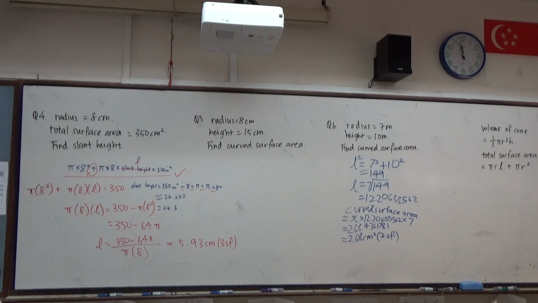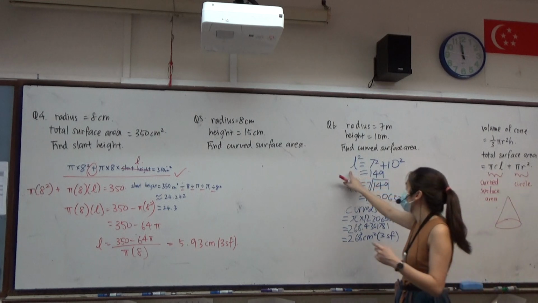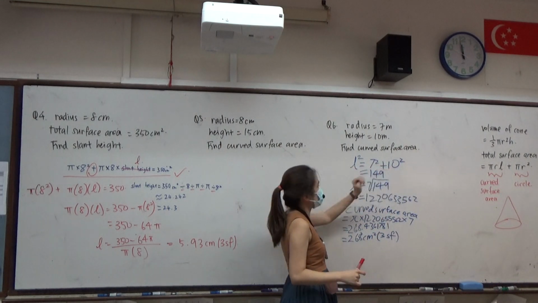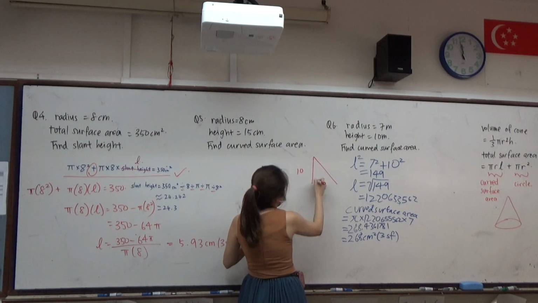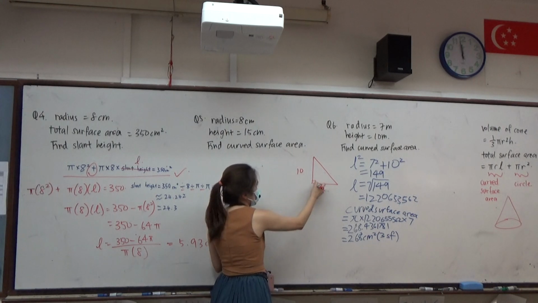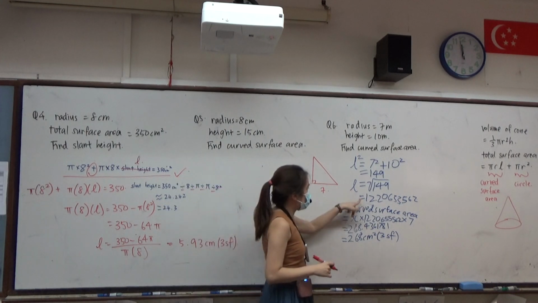So we want to find curved surface area. I've written the formula here. Remember, curved surface area is only pi r L. Pi r squared is the circle at the bottom of the cone. When we talk about curved surface area, it is the one that's wrapping around the top portion of the cone. So we need to find out what L is, which is the slant height, and that can be done by taking the radius and the height and doing Pythagoras to it. Because slant height is like that, we got the height 10, radius 7. So L is square root 149.